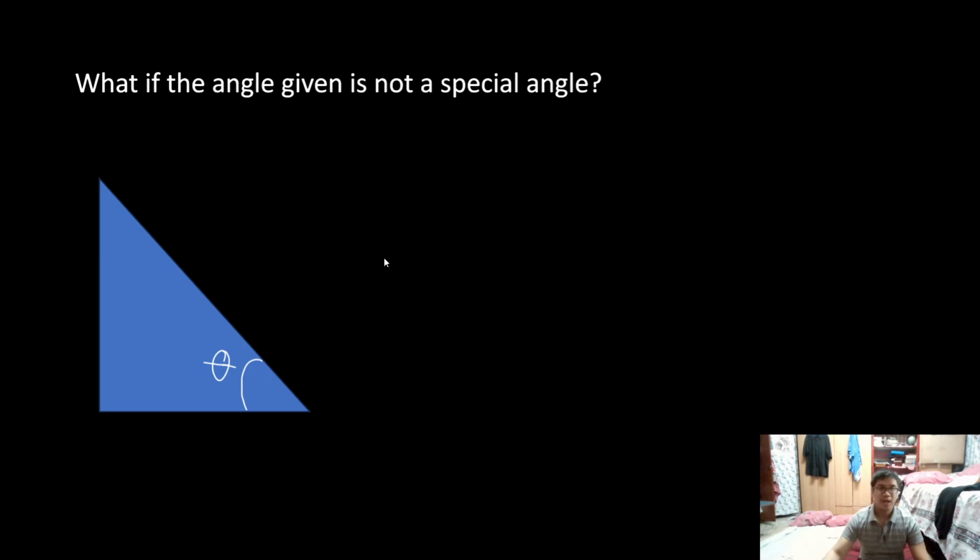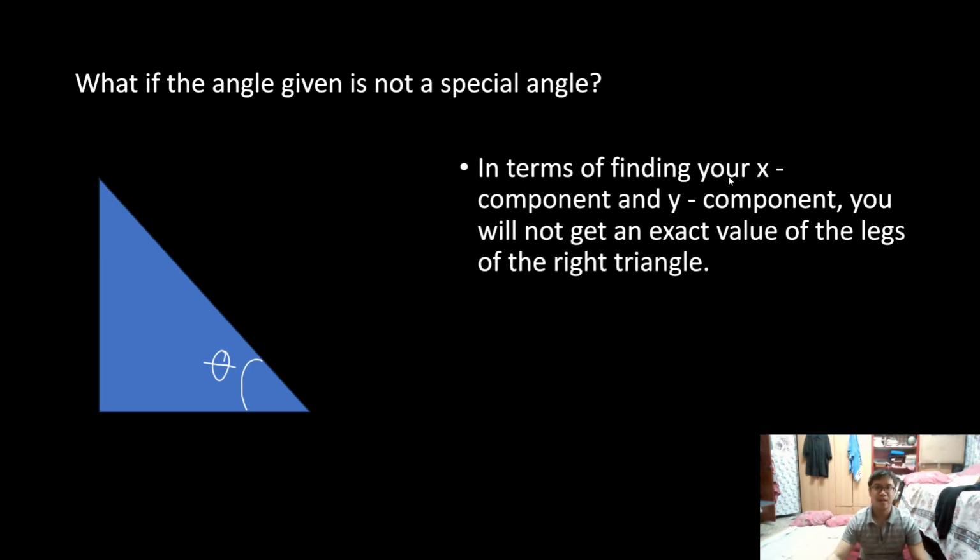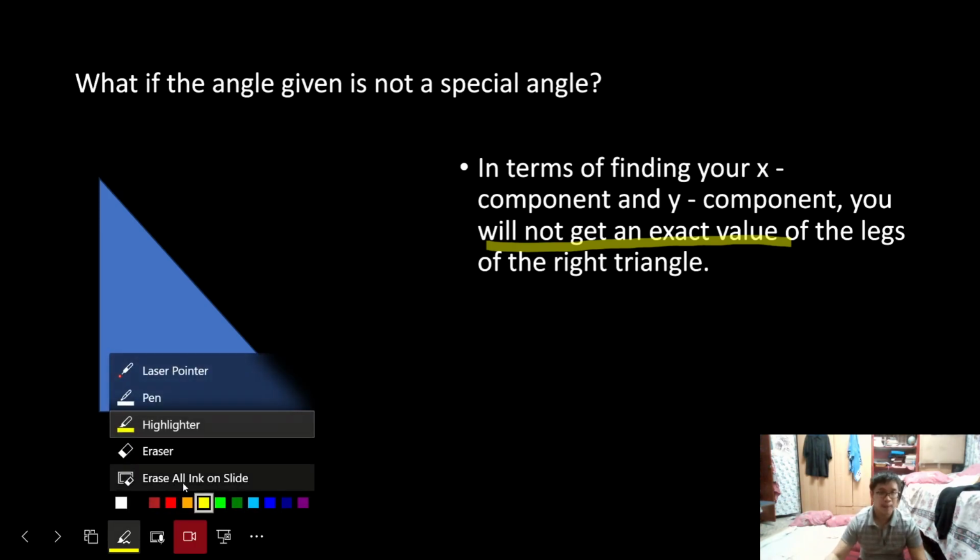If the angle given is not a special angle, the result is that in terms of finding your x component and y component, you will not get an exact value of the legs of the right triangle. Let me give you an example.